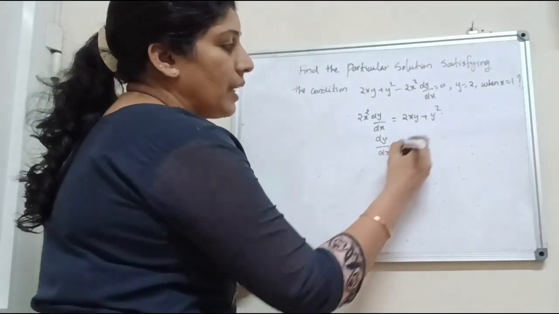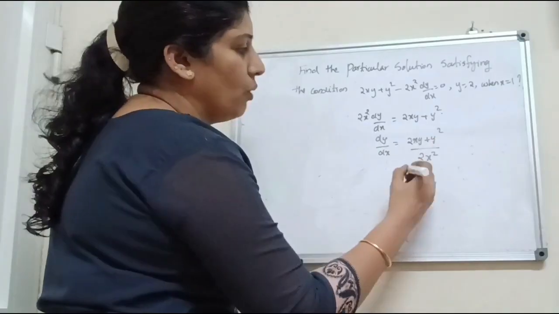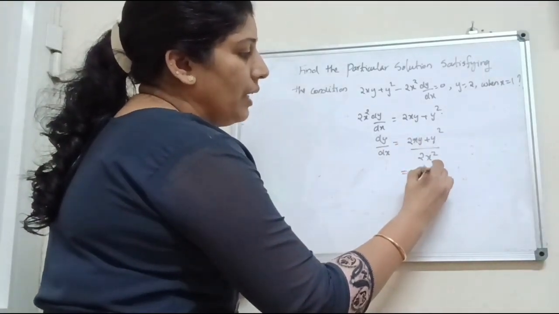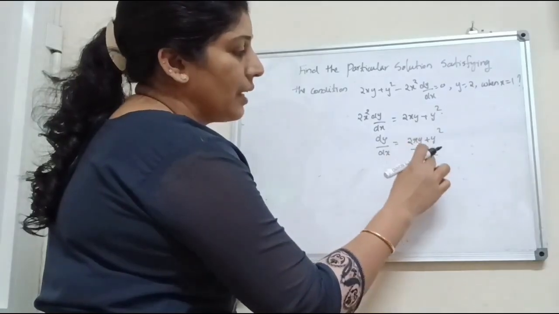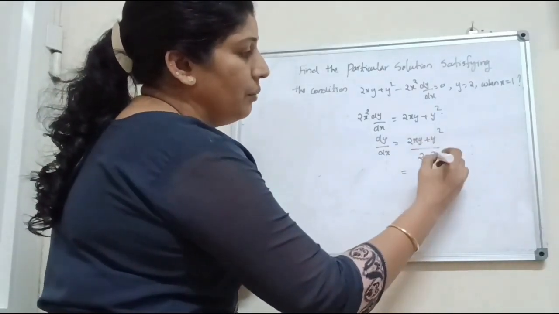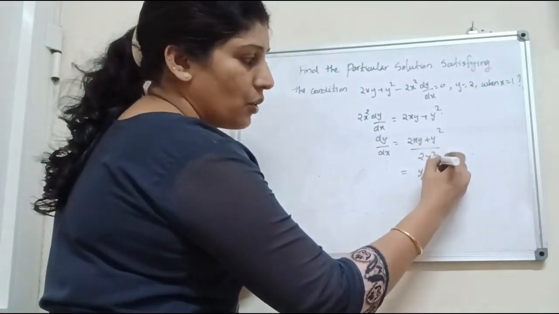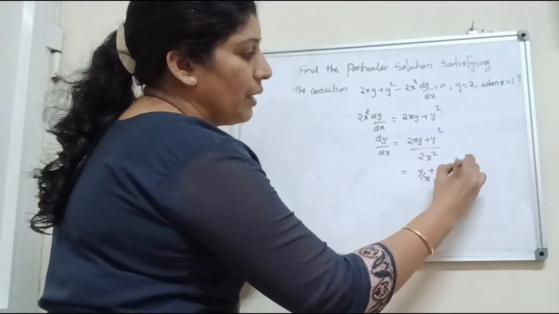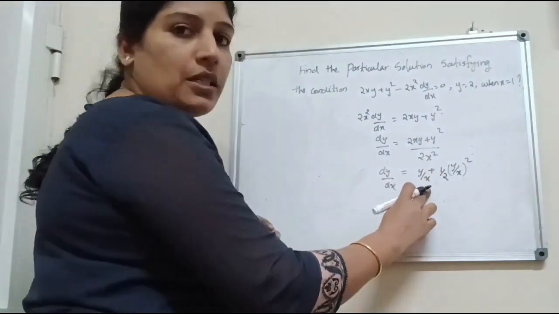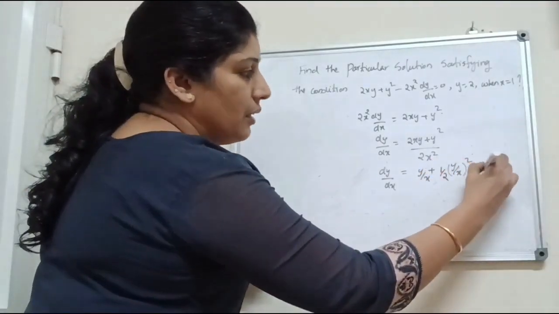Therefore, dy by dx equal to 2xy plus y square divided by 2x square. That is equal to, here first term 2xy by 2x square, that is equal to y by x. 2 cancelled, x and x cancelled. Therefore, denominator x is existing. Therefore, y by x plus the second term 1 by 2, that is y square by 2x square, that is 1 by 2 into y by x whole square. That is dy by dx equal to y by x plus 1 by 2 into y by x whole square. This is a homogeneous differential equation.